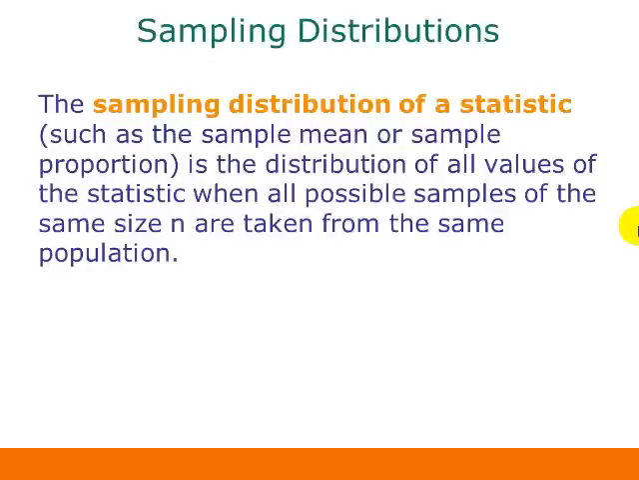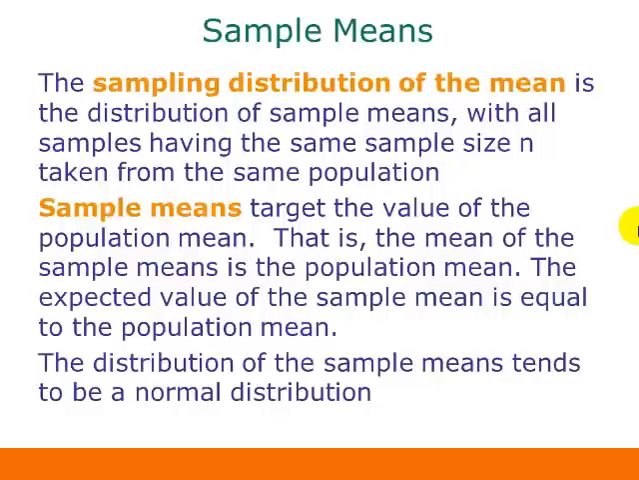So the sampling distribution of a statistic, such as the sample mean or the sample proportion, is just the distribution of all values of the statistic when all possible samples of the same size n are taken from the same population. So for sample means, we have the sampling distribution of the mean. That's the distribution of the sample means. And again, we have all samples having the same sample size n taken from the same population.